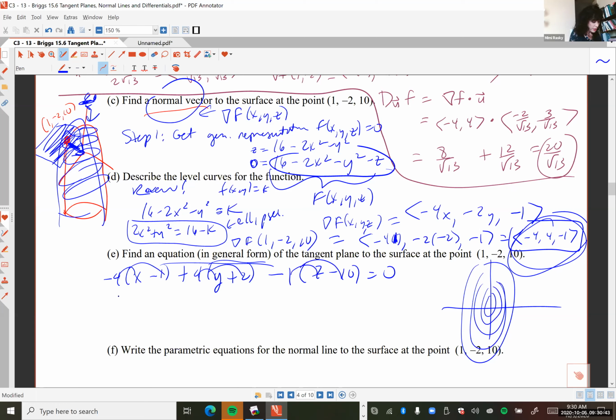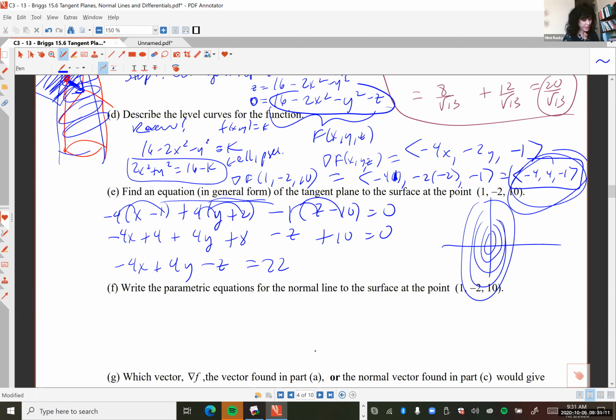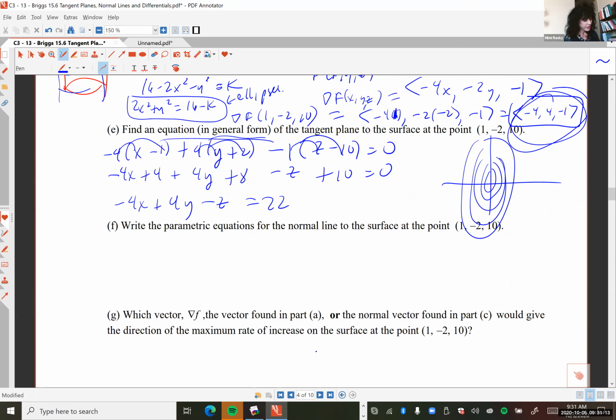And so there's standard form, but if they want general form, that means multiply all this mess out by distributing and so on. After multiplying this out, I get negative 4x plus 4 plus 4y plus 8 minus z plus 10 equals 0. And then I rearrange it so it looks nice and pretty, where I like all the variables on one side and a constant on the other. I know sometimes my math lab likes you to write these where they solve it for z, which is fine. That's how they roll. Okay, so there's the equation.